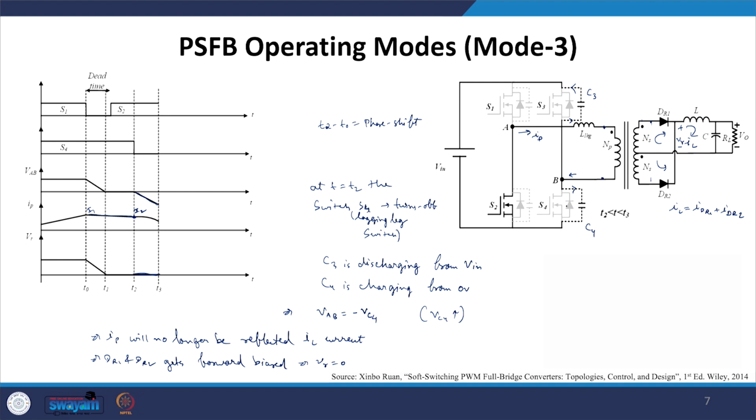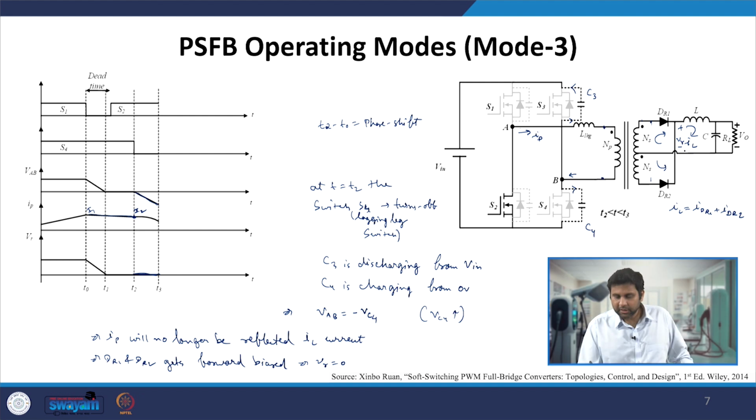Because the S4 switch turns off, the voltage across VAB will be equal to minus Vc4. Since Vc4 is rising because of the current direction, the voltage across VAB goes in the negative direction, which is shown over here. Since the voltage is going negative, IP will be falling and it will be difficult for IP to catch up with the reflected current of the output inductor, and as a result the output inductor has to find a path to flow.